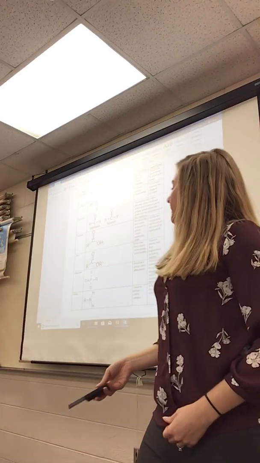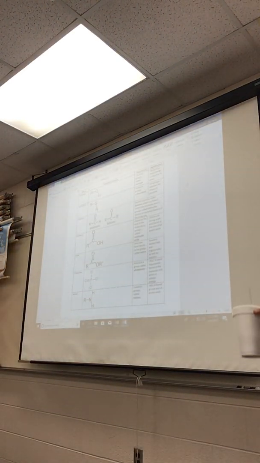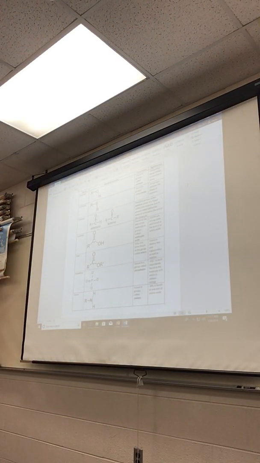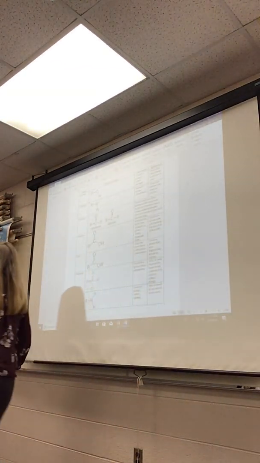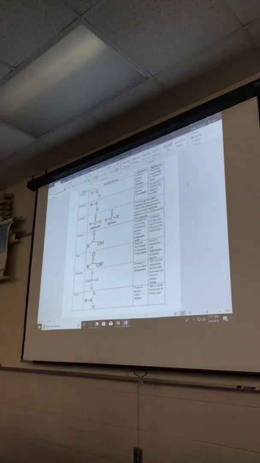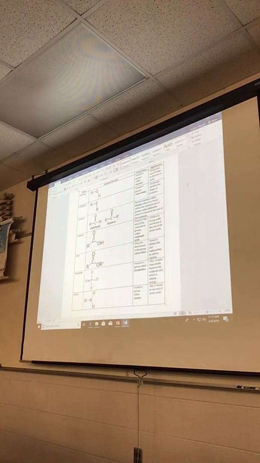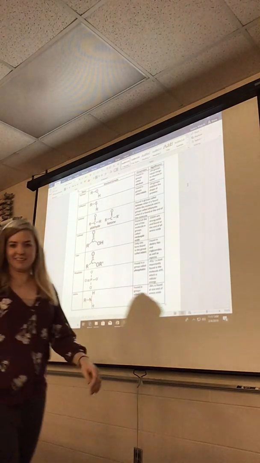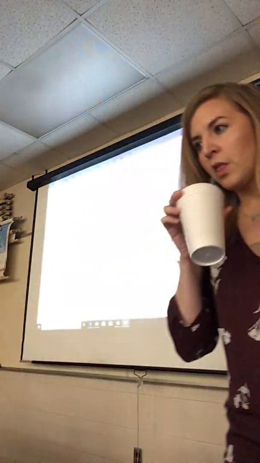Just in case it helps you, I did post this on Momentum. These are your functional groups, so these are what you're looking for. I just thought you could see this easier when I put out the lights. Yes, it is on Momentum.